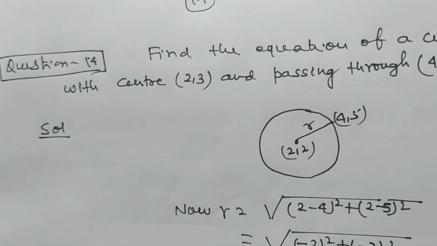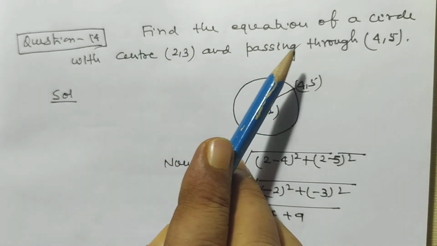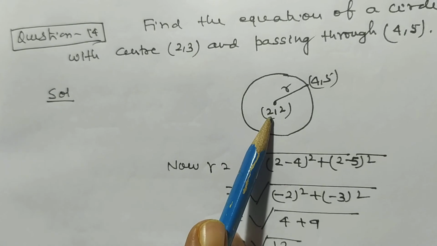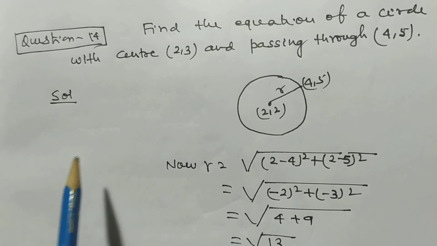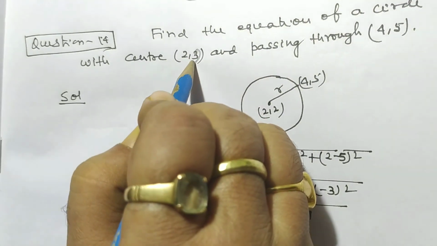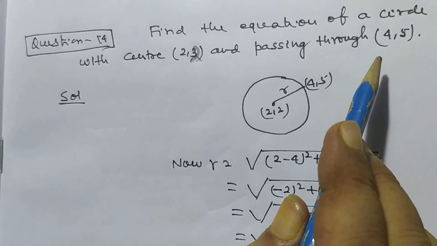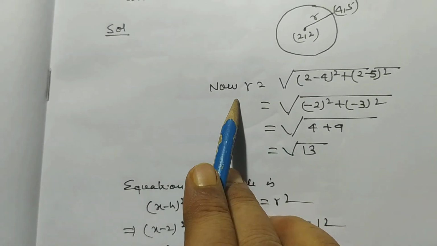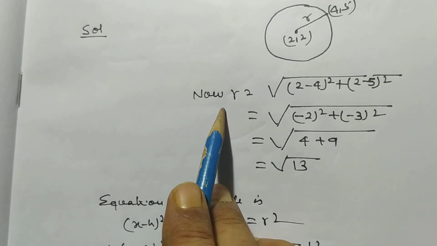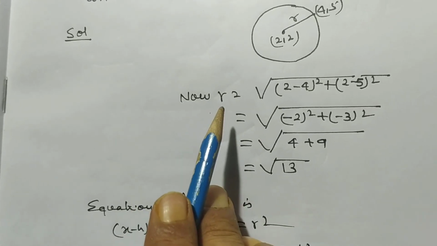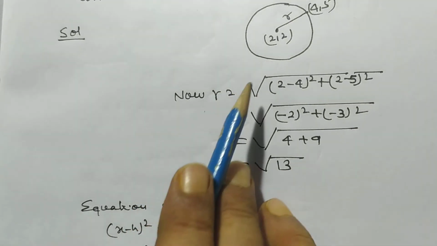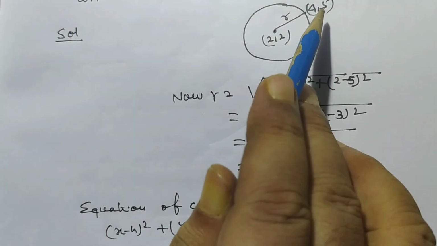Now my dear students, I want to discuss problem number 14. Find the equation of a circle with center (2, 2), not (2, 3), and passing through (4, 5). To get the equation of a circle, we want the center and radius. The center is (2, 2), and the circle passes through the point (4, 5).